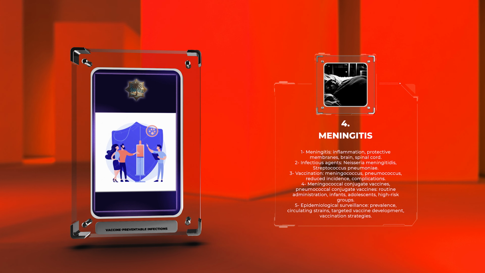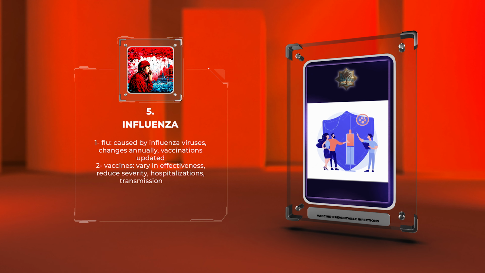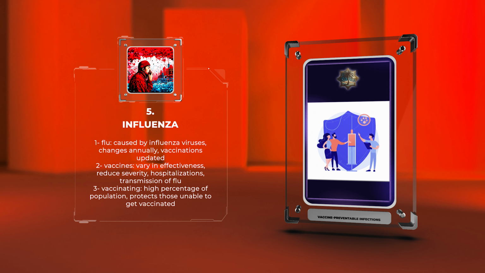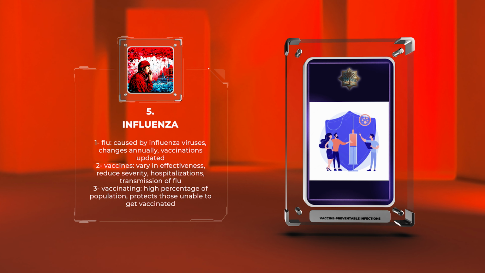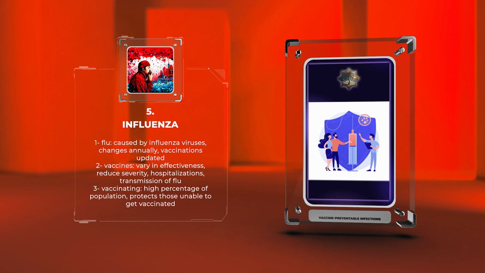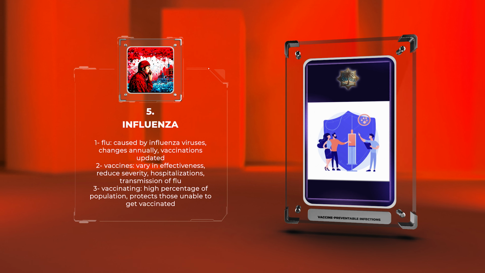The flu, caused by influenza viruses, changes each year, so vaccinations must be updated annually. Vaccines may vary in effectiveness, but they reduce the severity, hospitalizations, and transmission of the flu. Vaccinating a high percentage of the population also protects those unable to get vaccinated.